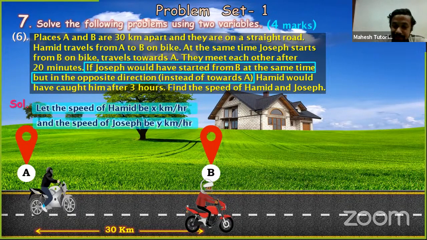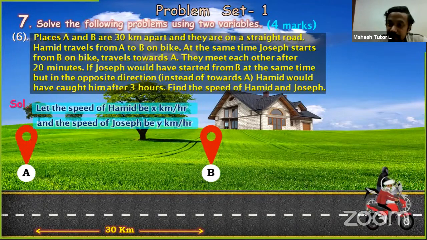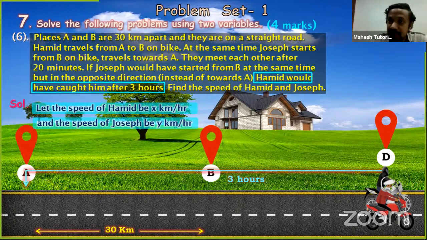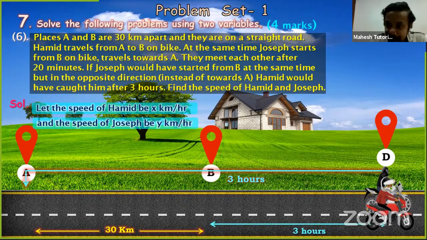So in that case, students, let us say that they meet at point D. But iske बारे में what the question says is, Hamid would have caught him after 3 hours. It means कि Hamid को A से लेके D तक जाने के लिए he has taken 3 hours. And in the same time of 3 hours, Joseph has traveled from B to D. So students, again, everybody look at the diagrammatic representation very carefully. The distance between point A and B is 30 kilometers. Hamid has taken 3 hours to travel from A to D, and Joseph has taken 3 hours to travel from B to D.